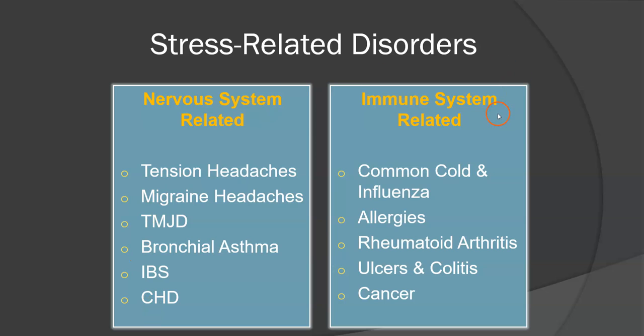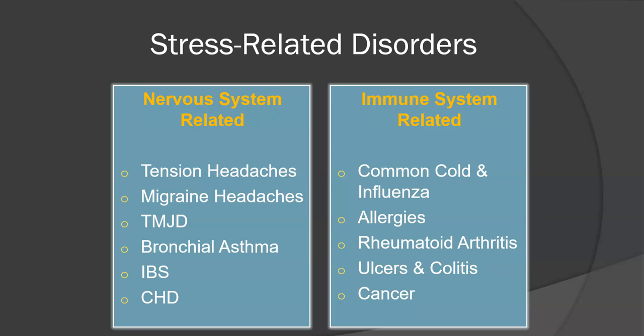Okay, and then if we come on over here to immune system related, and again, these are stress-related disorders, we've got the common cold and influenza. So we're talking about viruses here. Allergies are considered immune system related, and allergies is something that, at least in my experience, seems to be more prevalent in California than in the other places that I've lived. Rheumatoid arthritis, ulcers, colitis, and cancer.